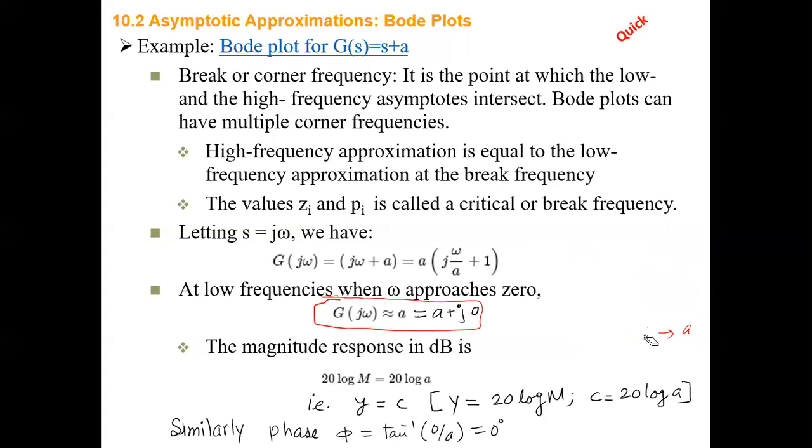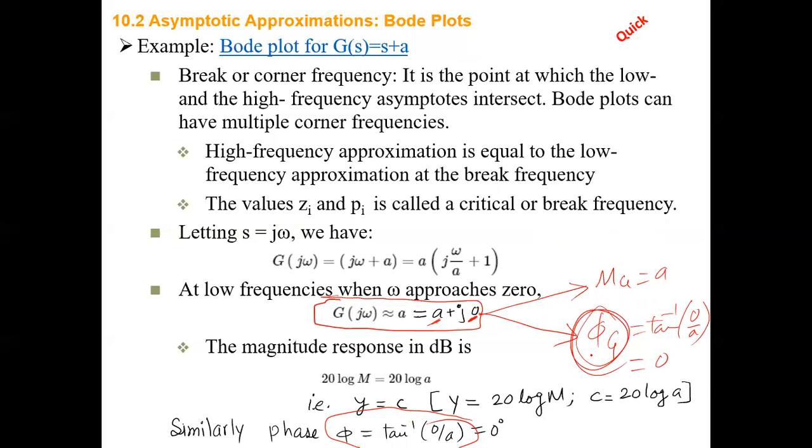Now what happens to the magnitude? Because remember, we need the magnitude and the phase. What is the magnitude M_G? It is a. What is the phase phi G? Phi G is inverse tangent of 0 over a, because my Y part here is 0 and the X part is a. So that's why this is 0. So phi G is easy. Phi G is always 0. How about M_G? M_G is a, which is constant also.